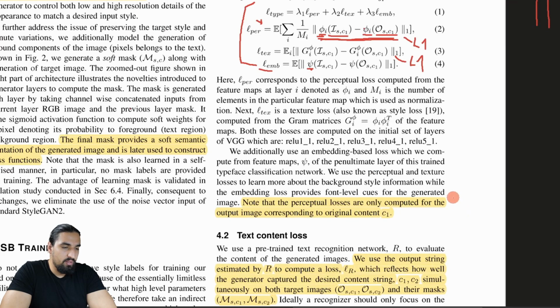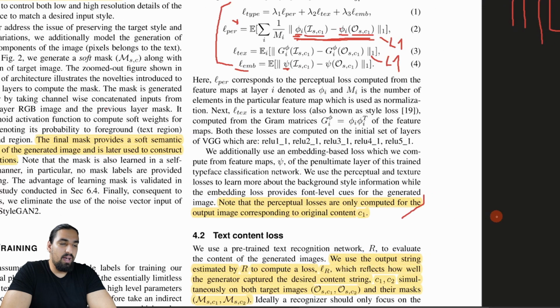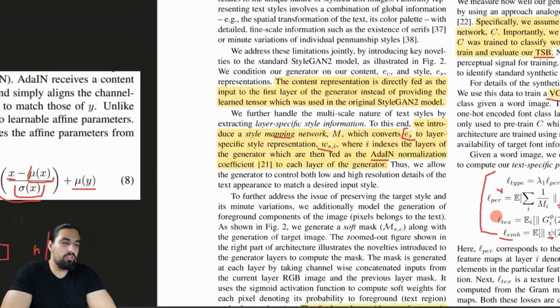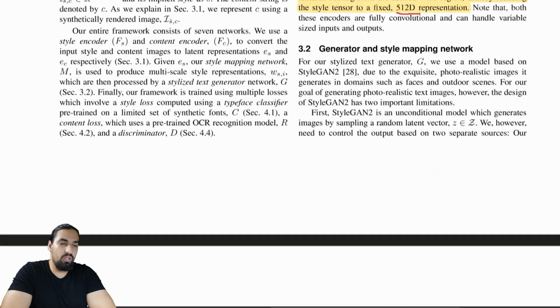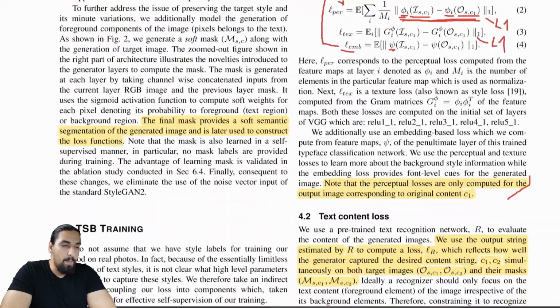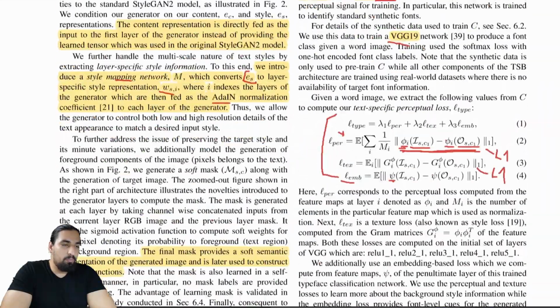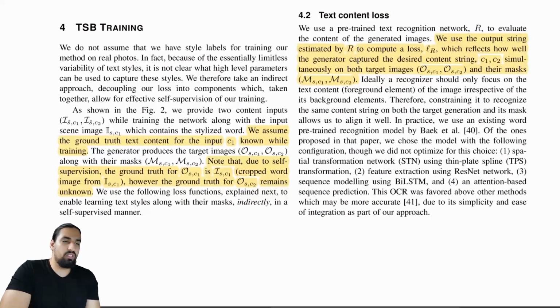Okay. They say here, note that the perceptual losses are only computed for the output image corresponding to original content C1. So they can't do it for the C2 one, for this warming one, because they don't have the actual ground truth image. So they just do it for the Earth. So for that one. Okay, that was that part of the loss. Now let's focus on the second part.